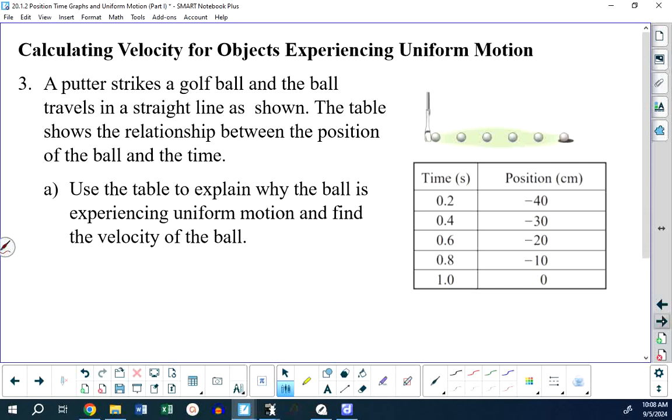Right, and we have to balance that with the fact that the time is increasing regularly as well, right? So this is saying that the time increases by 0.2 of a second each interval that we're looking at in the table, and the position changes by 10 centimeters each interval. So as the time is increasing by 0.2 seconds, the position is increasing by 10 centimeters.